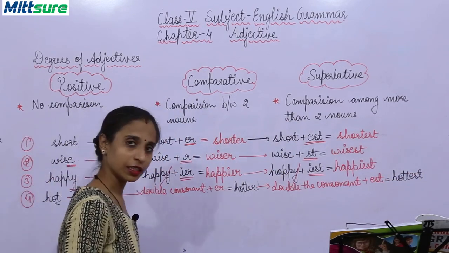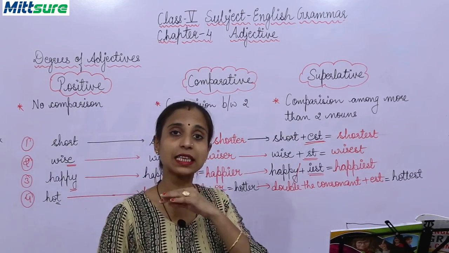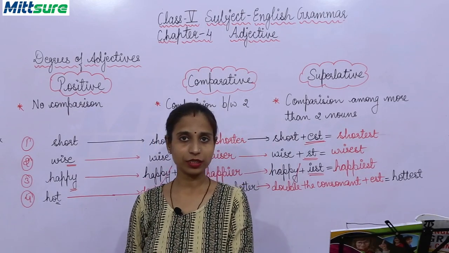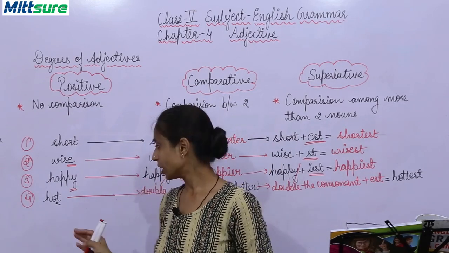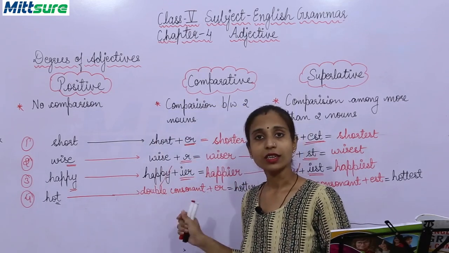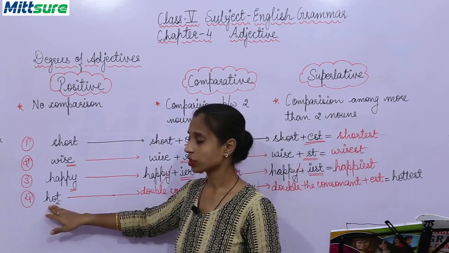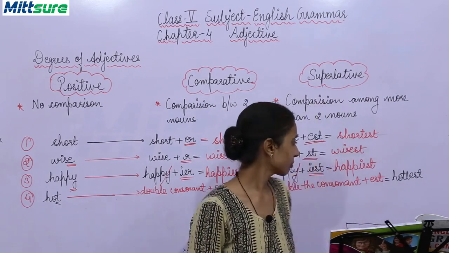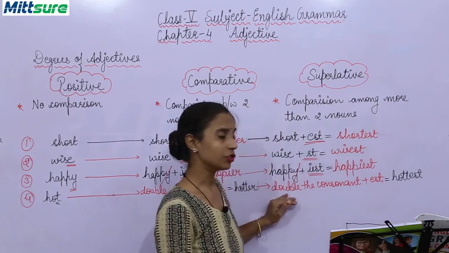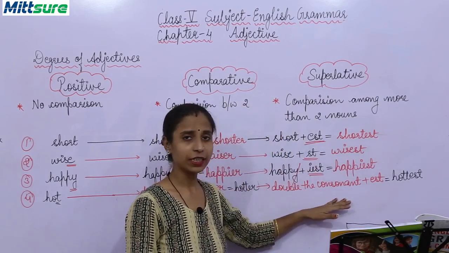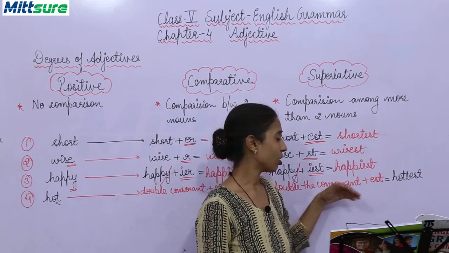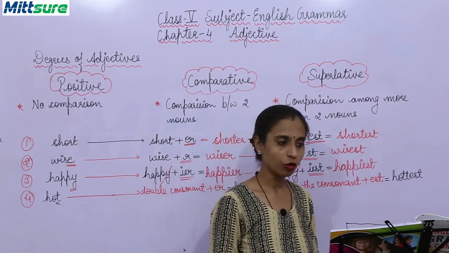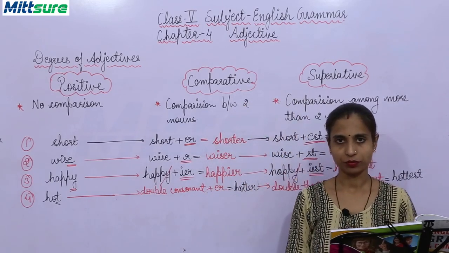This rule is clear to you all. When you have a single syllable in an adjective, just double the ending consonant and add ER or EST. Hot, hotter, double T, ER. Then in the superlative degree, double the consonant and add EST: hottest, double T, EST. I hope this is clear to you now.